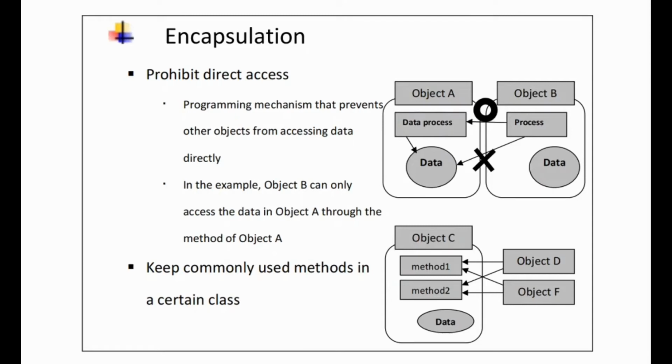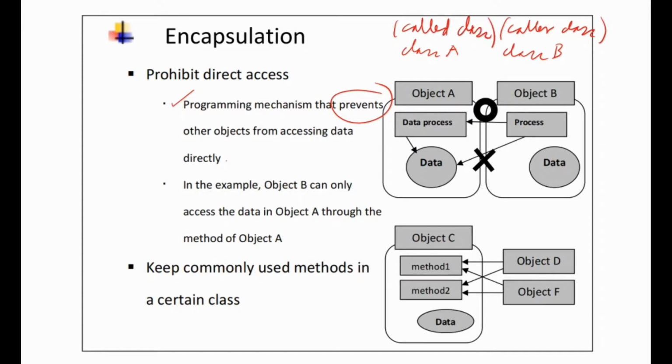In object-oriented programming, encapsulation is a programming mechanism that prevents other objects from accessing data directly. So, for example, this object A is an instance of class A, and this object B is an instance of class B, and we call B the caller class and class A the called class. So here, object B is trying to directly access the data or the fields of object A.